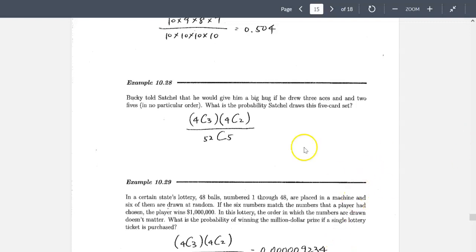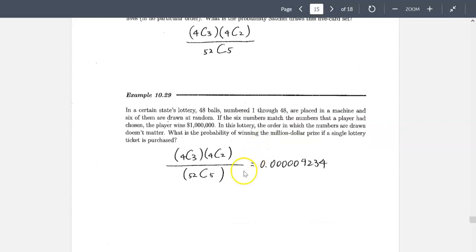That's how we choose this. So we know 52 cards choosing 5 cards, any 5 cards. Now, what's the probability you will get 3 ace cards? Well, there are 4 ace cards total. What are the chances you choose 3 of them? And you want 2 5s out of 4 5s. The top is what you want, and the bottom is the total possible different 5-card combinations.